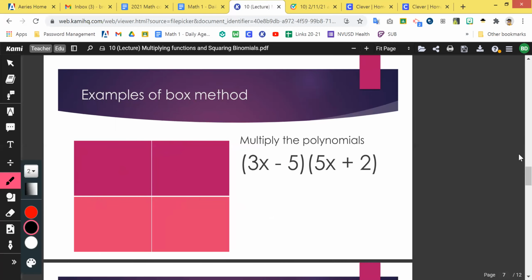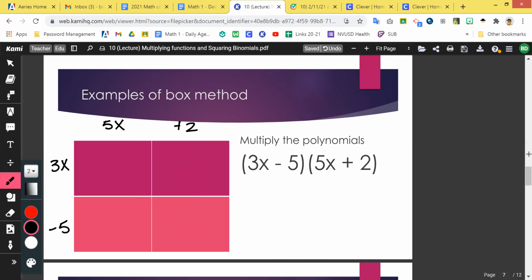Okay, let's jump in. So we have 2 polynomials here again, 2 binomials, 3x minus 5 times 5x plus 2. So 3x minus 5, I'm going to write on the side. Top term will be 3x. Bottom term is going to be negative 5. Remember that minus sign, this negative goes with the term after, so that's minus 5 or negative 5. Now on the top, I have 5x on the left, and then positive 2 on the right. Okay, and now we're just going to jump into multiplying.